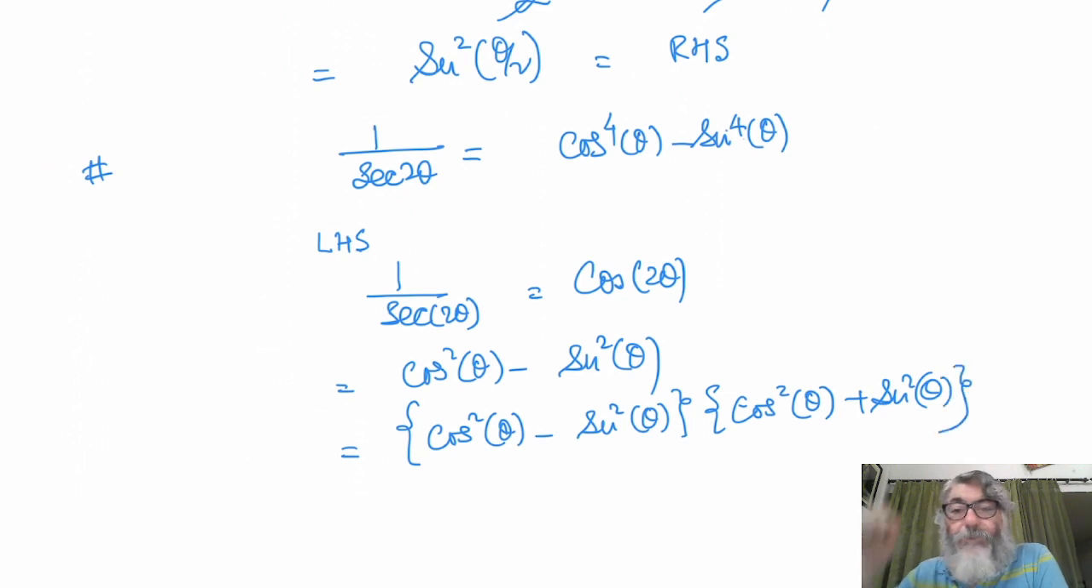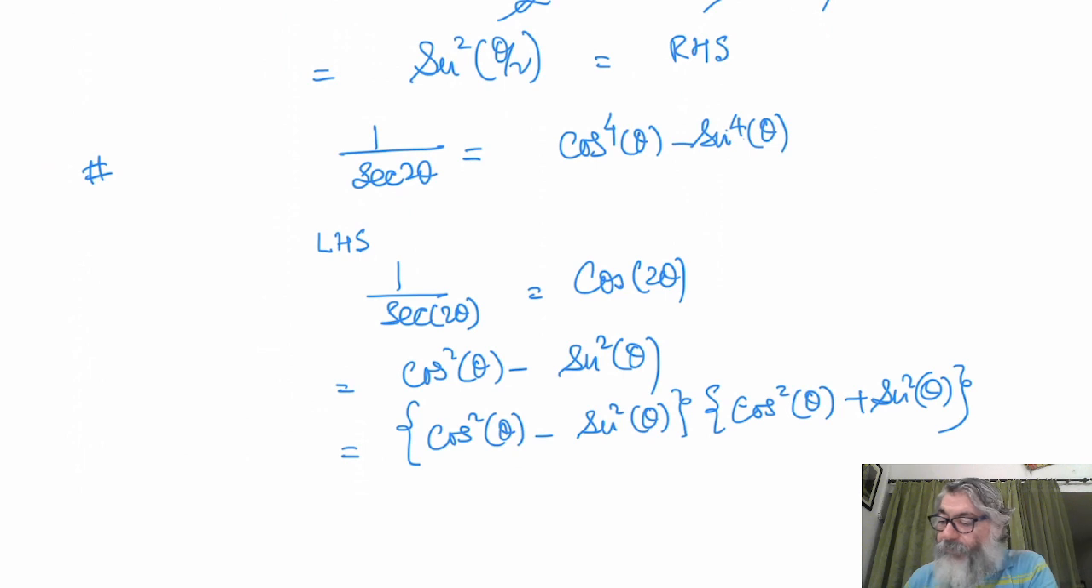so what will happen? Cos square theta plus sine square theta is 1. Basically sine square theta plus cos square theta is 1. So if I multiply anything by sine square theta plus cos square theta, that means I am multiplying the expression by 1. And when you multiply the expression by 1, the expression does not change. It doesn't make any difference. You are not doing anything in that, but the only thing you are doing is that you may convert it to the required form.